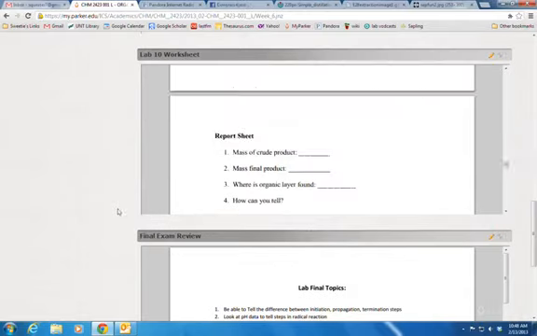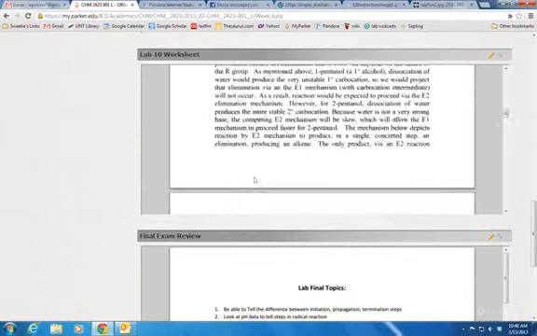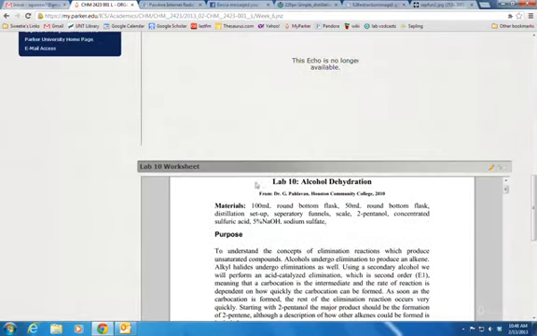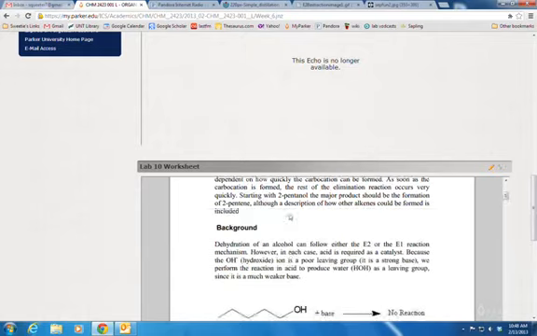If I scroll here, in this lab, if you had the materials and everything for it, you would have done an alcohol dehydration. Okay? So let's think about this. Dehydration, or hydration, means water. So we're going to dehydrate, meaning lose water. This is an E1 reaction.